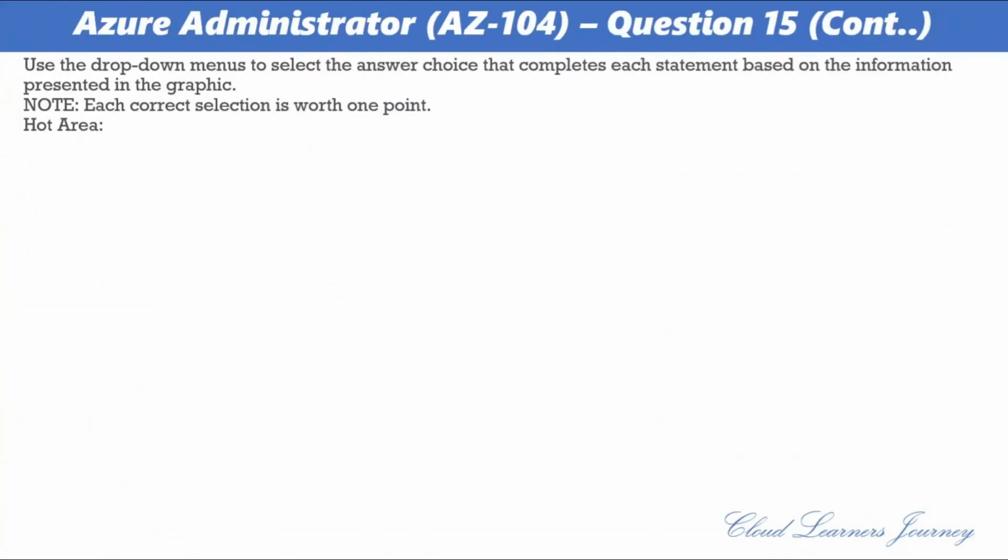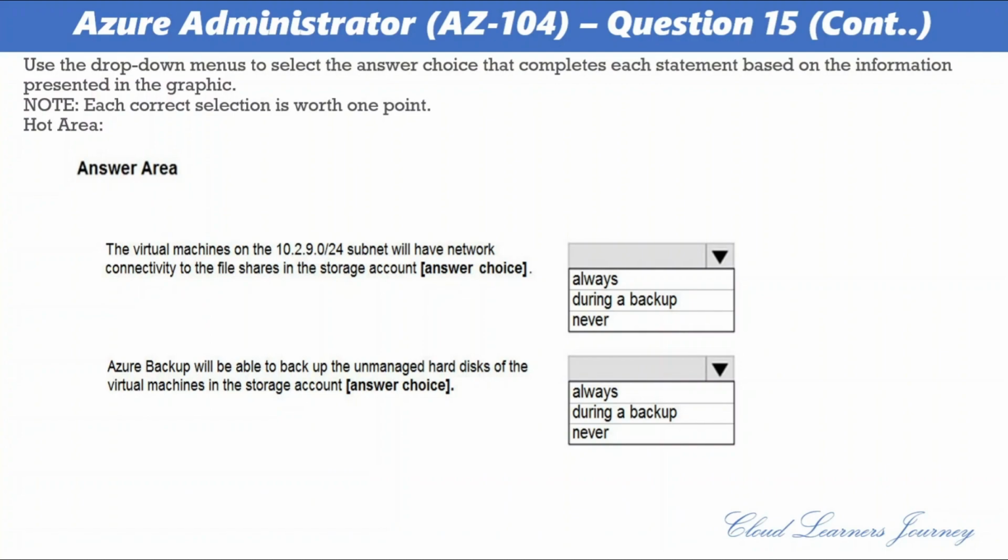Use the drop-down menus to select the answer choice that completes each statement based on the information presented in the graphic. In the answer area for the first one, the virtual machines on the 10.2.9.0/24 subnet will have network connectivity to the file shares in the storage account, and the answer is never. The 10.2.9.0/24 subnet is not whitelisted, hence there would be no connectivity.